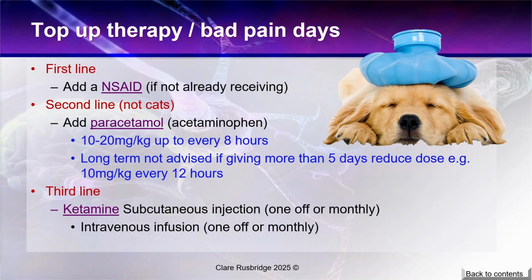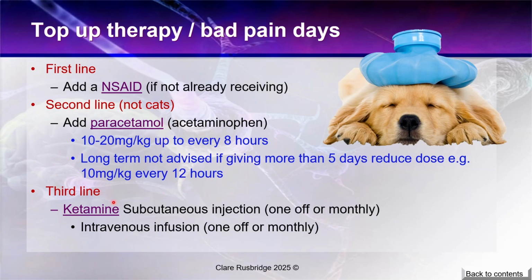As I've said before, you will often need to top up therapy on bad pain days. So these dogs can have an exacerbation of pain. So the first line therapy would be to add a non-steroidal anti-inflammatory drug, but they may already be receiving that. The second line therapy would be to add paracetamol, and this is called acetaminophen. I may have pronounced that wrong. It's not a word I often say in some countries. In Britain, it's paracetamol. So this is very much top-up therapy. It should be said that in the UK, paracetamol has to be given under the direction of a vet. You have to prescribe it.